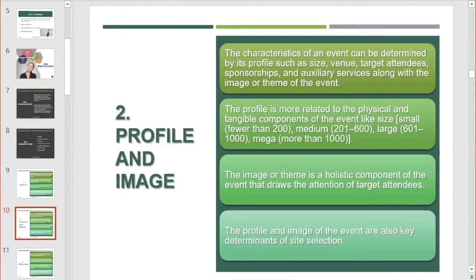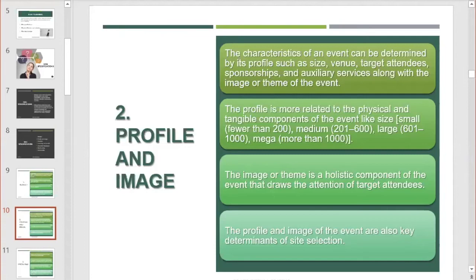So if they are willing to pay, you give them options and they say, okay, this is the one that we think fits our profile and image. Bingo, you are in business. Please, are we okay? Yes, madam. Awesome. Okay. So let's move on to the third one.